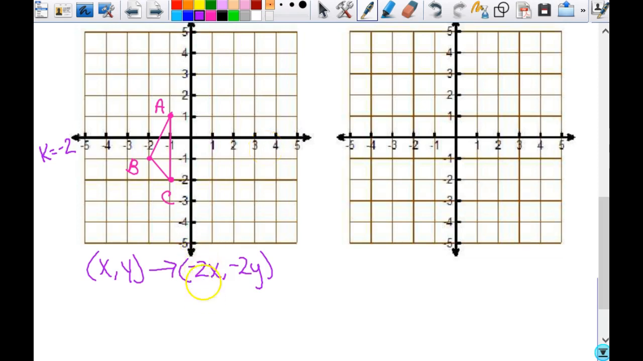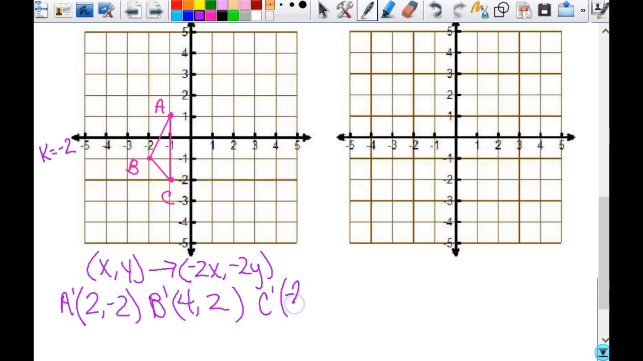And then the positive value of this, which is 2, is that going to get bigger or smaller? Bigger. So when I'm done, it should rotate around here and be bigger. And if not, then something went wrong somewhere. So then I can get my points. A prime, since I'm multiplying both by negative 2, I'm at negative 1, 1. So this is going to be positive 2, negative 2. B prime, which is currently at negative 2, negative 1, is going to be at positive 4, positive 2. C prime, which is currently at negative 1, negative 2, is going to be at negative 2, I'm sorry, not negative 2. It's going to be at 2, 4.